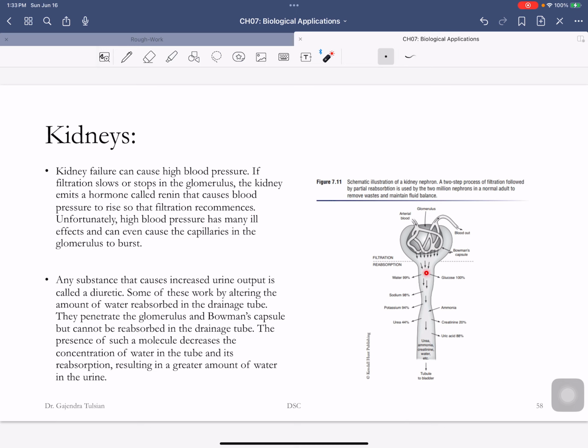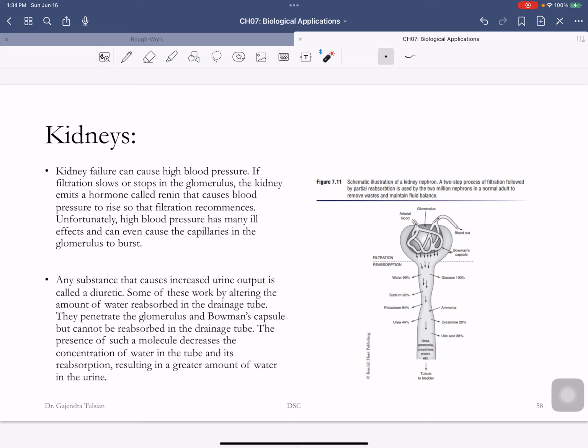But if there are molecules here that decrease the concentration of water, and that concentration is the same, the absorption of water is less efficient. And so if you have molecules here and the concentration of water is decreased, this water cannot be reabsorbed, and then that water goes out. You're excreting that water. Okay. Any substance that causes increased urine output is called a diuretic, and that's because you're not reabsorbing the water.